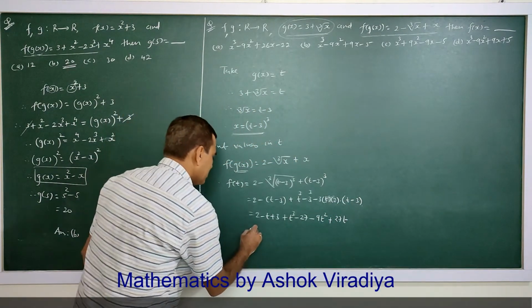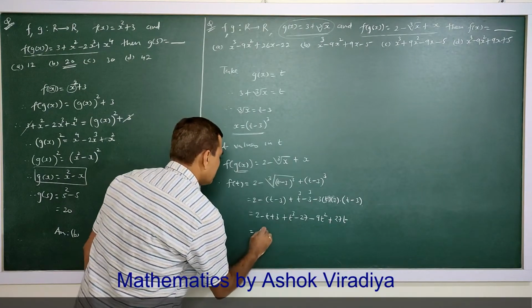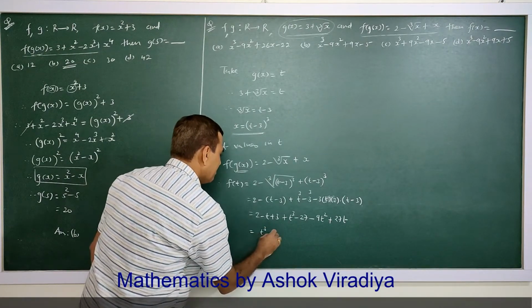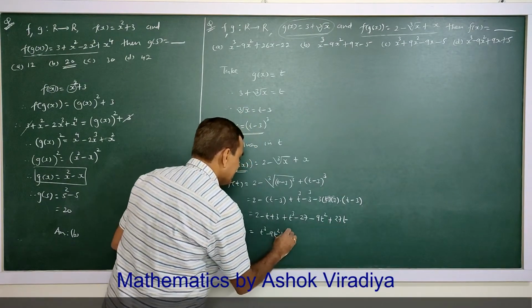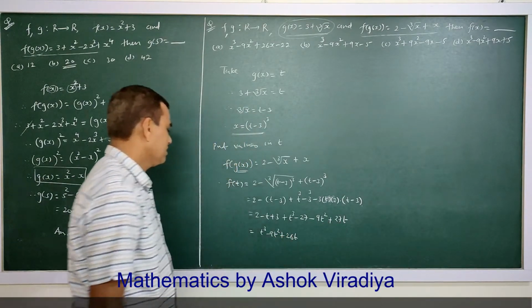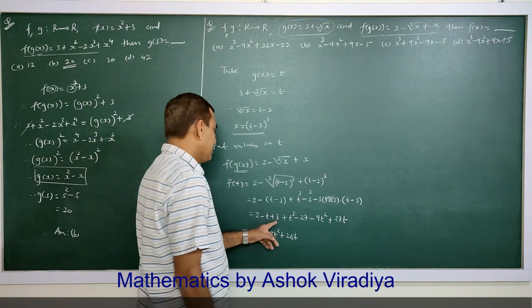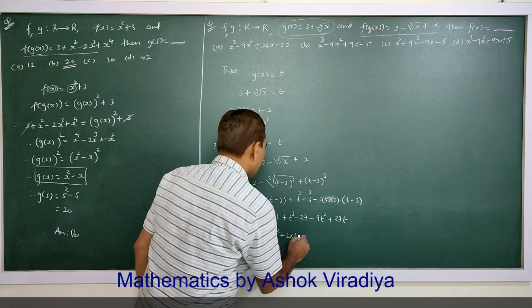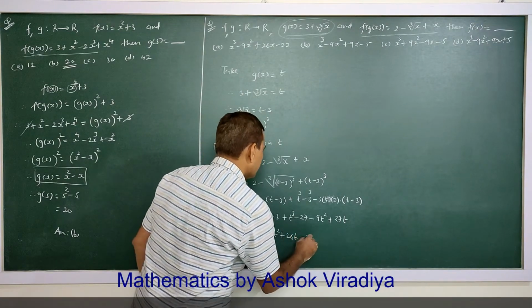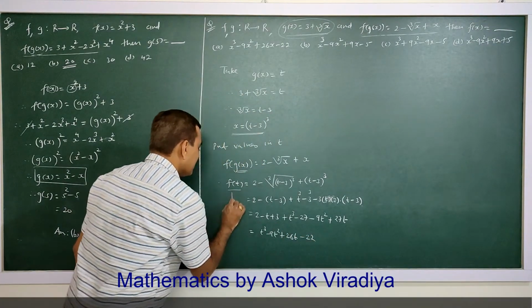So this is t cube minus 9t square minus t plus 27t, that is 26t. Then 3 plus 2 is 5, minus 27 plus 5 is minus 22. So this is f of t.